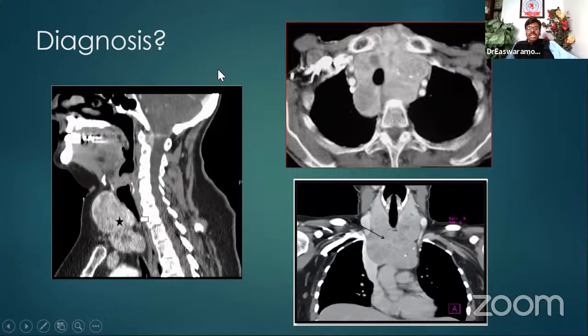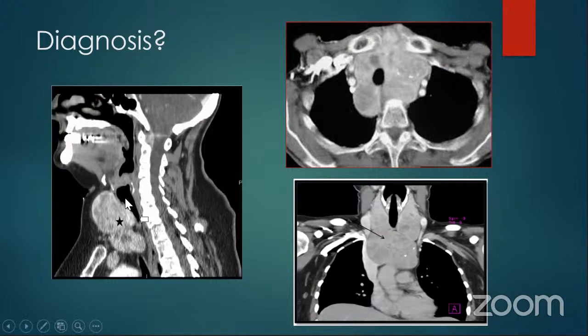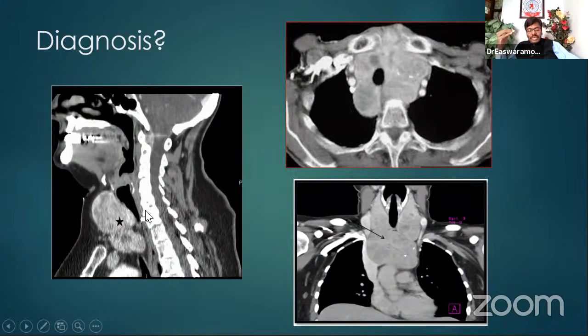I would probably require Karthikeyan. Karthikeyan, would you like to give your findings? You can see. Thyroid enlargement. Very well.